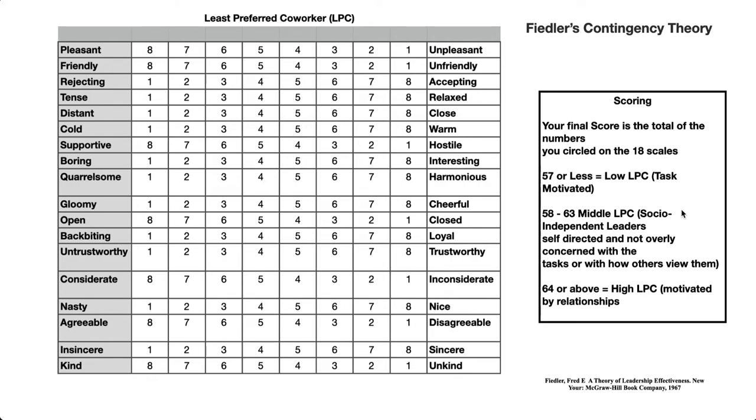Following that is if the score is 58 to 63, kind of a middle LPC, you feel the person that is leading is a socially independent leader, self-directed, not overly concerned with the tasks or with how others view them. And then finally, if it's 64 or above, called a high LPC, the person is motivated by relationships.